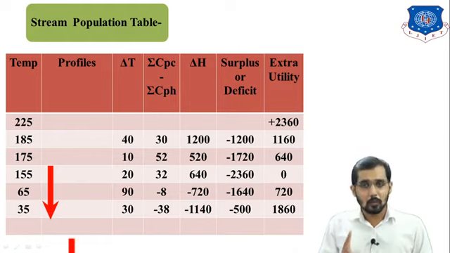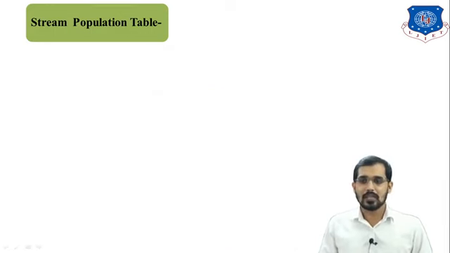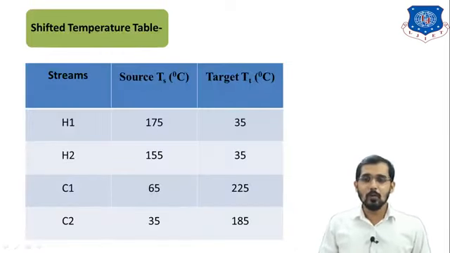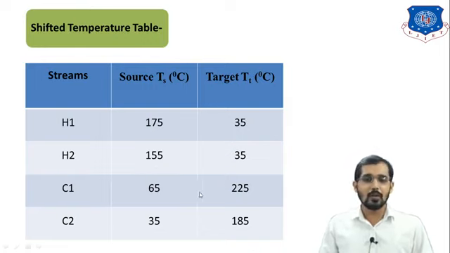Now, the second profile, you can see this is 155 to 35. You can see in this table, 155 to 35. The H2 stream is flowing from the higher temperature, that is 155 to 35, because this is a hot stream. Then the cold stream C1 is moving from 65 to 225 and the C2 stream is moving from 35 to 185. So similarly we are going to draw profiles for H2, C1 and C2.